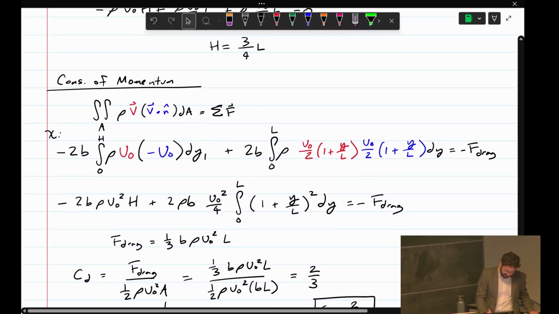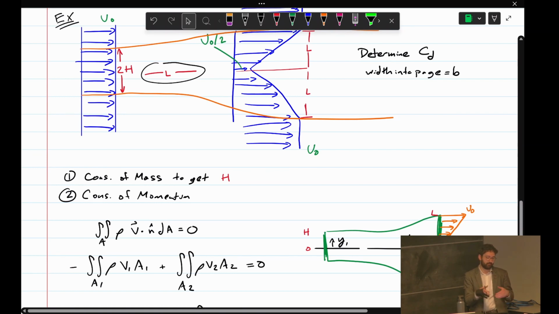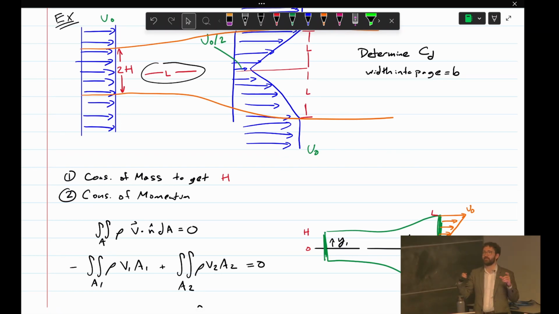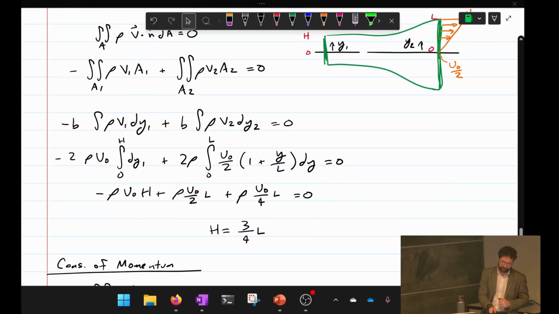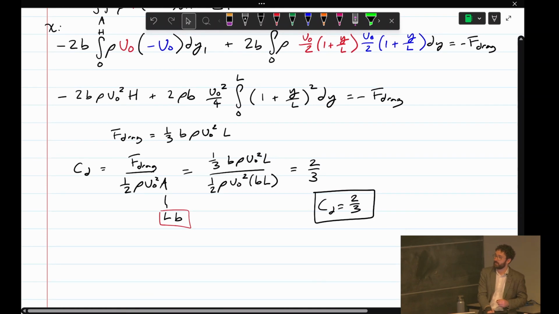So this CD equals 2/3 means that if you have some object, it doesn't matter what this object is, you put it in the wind tunnel and you get a nice linear velocity profile underneath it. So you have some velocity hitting it, U0, and your linear profile after starts at U0/2 and then goes back up to U0. The drag coefficient is just 2/3 of that object. So none of the actual problem variables ended up mattering in this. It's just a non-dimensional drag coefficient of 2/3.